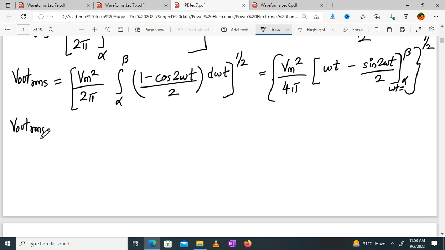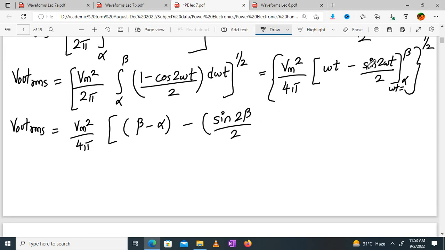So V out RMS will be equal to, we can take this Vm square upon 4 pi as it is. Inside the bracket what will come? Omega T will give beta minus alpha. Then what will come? Sine 2 beta upon 2. Omega T we have to substitute, right? Minus sine 2 alpha upon 2. And the whole raised to half.